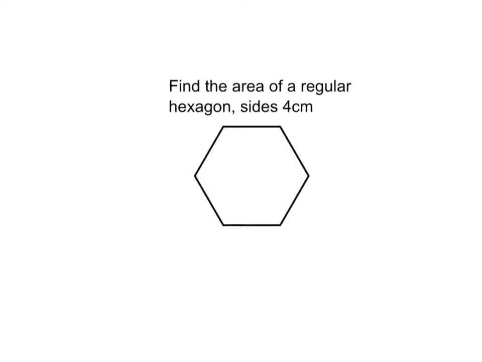Our first problem is working out the area of a regular hexagon. To do this, we're going to split it into 6 equilateral triangles. You might want to consider how we know these triangles are equilateral by looking at angles inside a polygon.